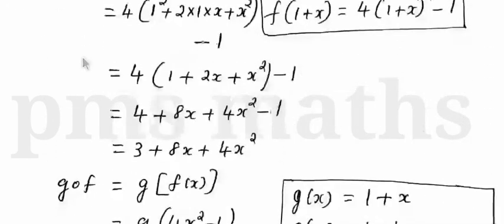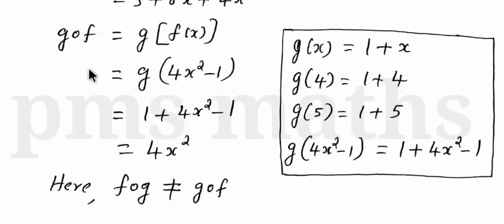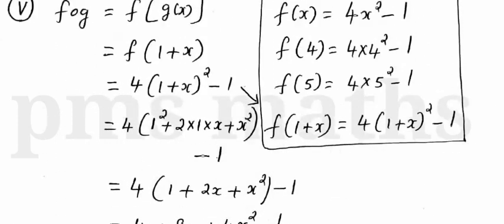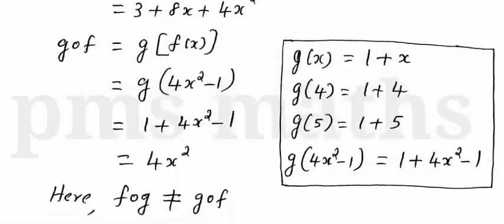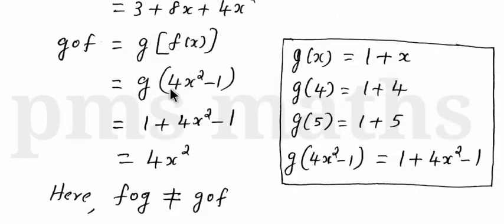Then find out g of f. G of f is nothing but g of bracket. Then write this f. F means f of x. Then substitute the value of f of x. What's the value of f of x? Here f of x is nothing but 4x square minus 1. Instead of f of x, we can write 4x square minus 1. Here g is g. That means g of 4x square minus 1 should be found out here.